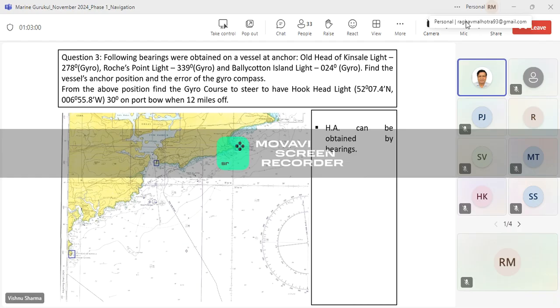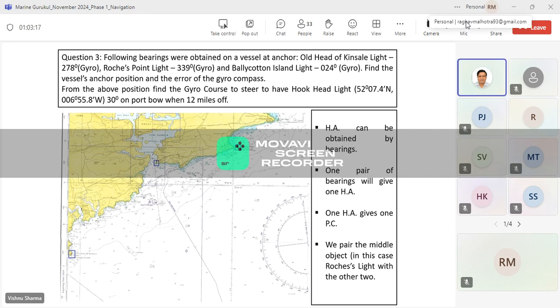Horizontal angles can be obtained by bearings. Yes, one pair of bearings will give you one horizontal angle, and one horizontal angle will give you one position circle. And you need more than one position circle to get the position. We should preferably pair the middle object, which is the Roche's light, with the other two.